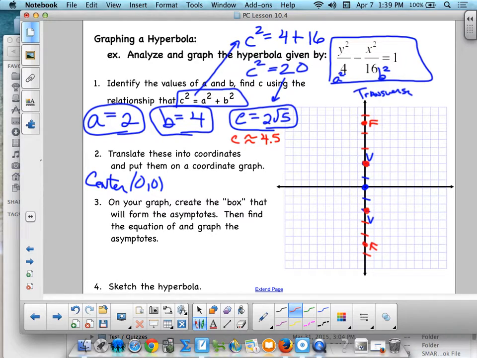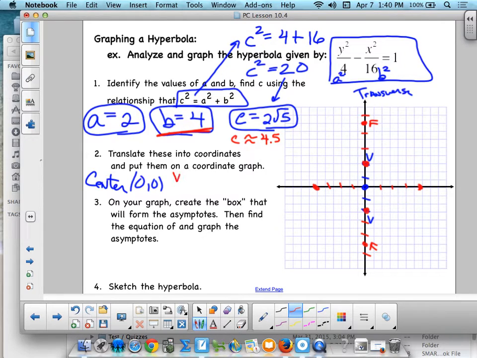All right. What's this b value tell us? Now get off the transverse. Go to the conjugate axis. Go where? Right 4, left 4. Okay. Put a dot. These dots are not on the hyperbola. They're just helping you form the box. Okay, I think I'm supposed to do this.